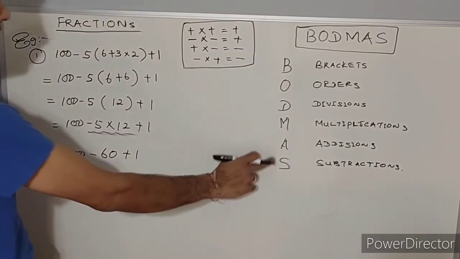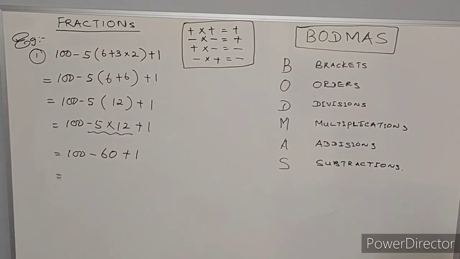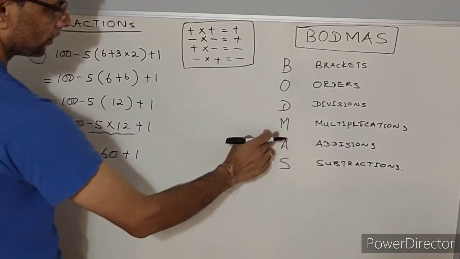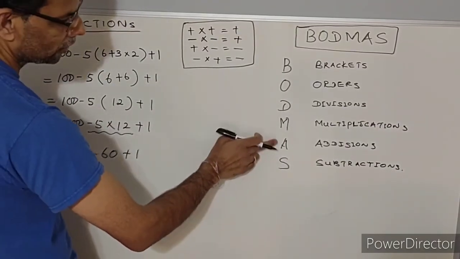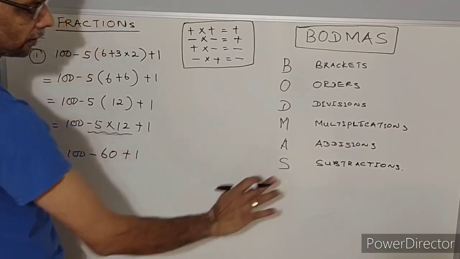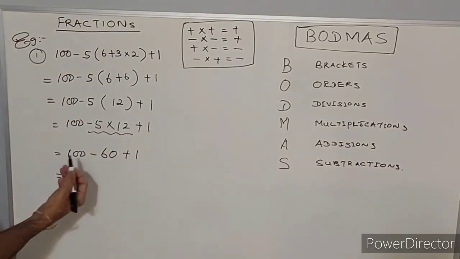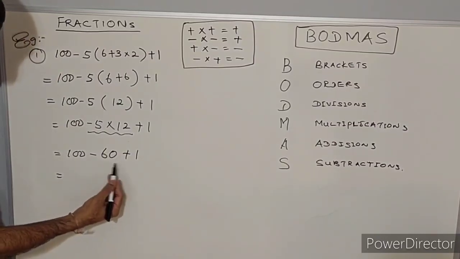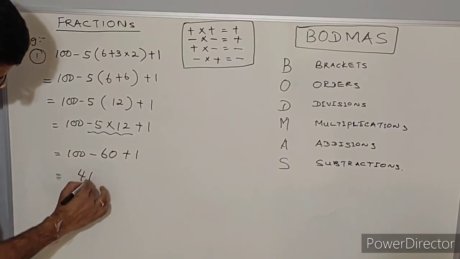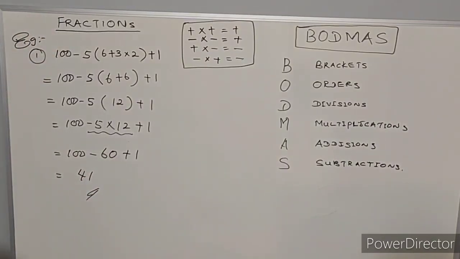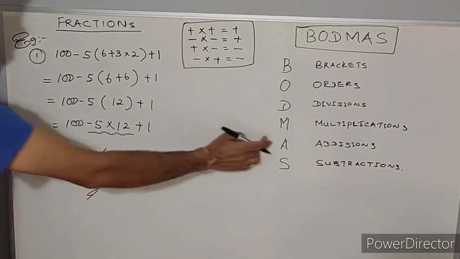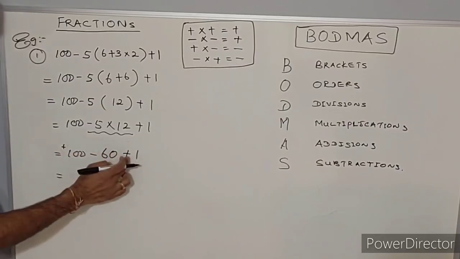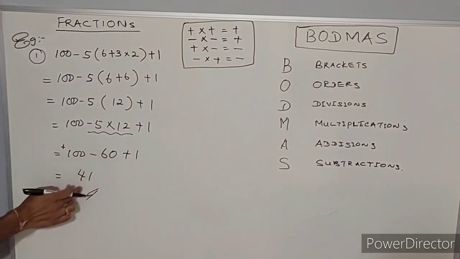Now you can go first to addition. Where is the addition? These two you can do together. It's no problem. This one first, or this one first, or this one second, doesn't matter. The result comes the same. Okay. 100 minus 60, 40. 40 plus 1, 41. If you do it the other way, it is the same thing. See, 100 plus 1, 101 minus 60, 41.